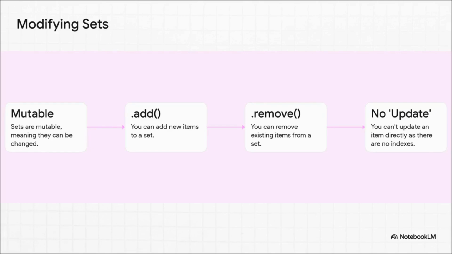And just to complete the picture, what about sets? Where do they fit in? Well, sets are mutable. You can absolutely add and remove items from them. But, and this is a big but, because they don't have an index, you can't just update an item that's already in there. To change something, you'd have to remove the old item first and then add the new one.